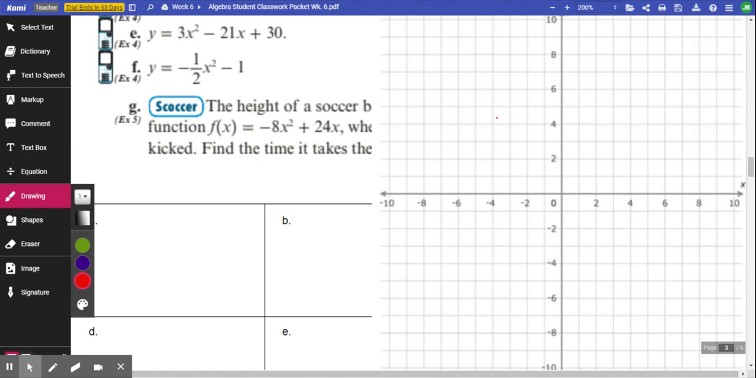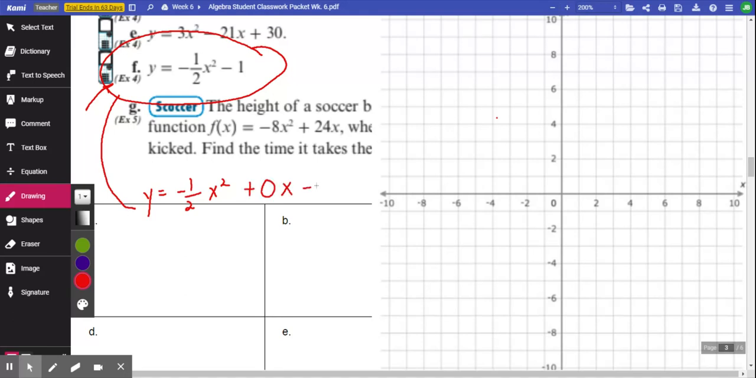Okay, algebra, let's look at f. So we have y equals -1/2 x squared minus 1. And you could use a graphing calculator for this, but I'm just going to show how to hand graph for the extra practice. So if y equals -1/2 x squared, we are missing a term, so I'm going to put in plus 0x minus 1.